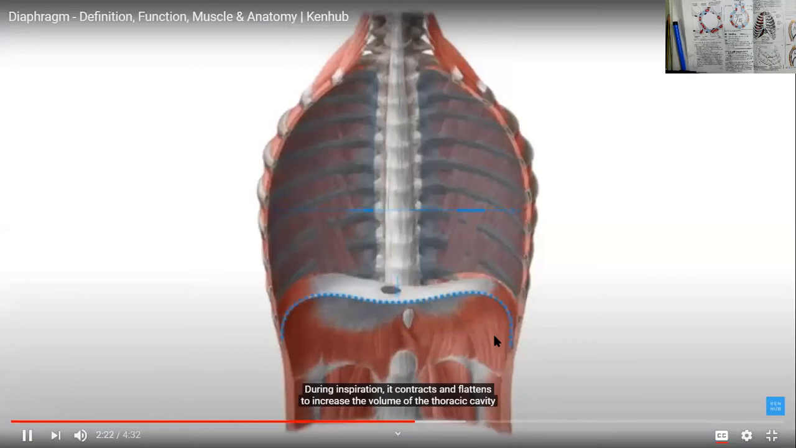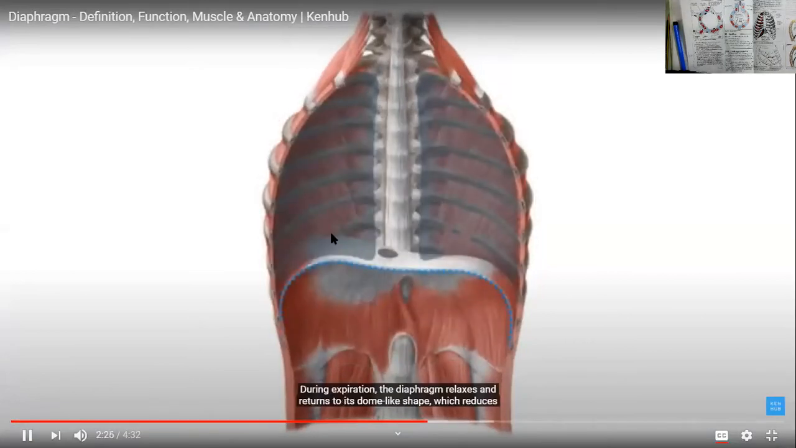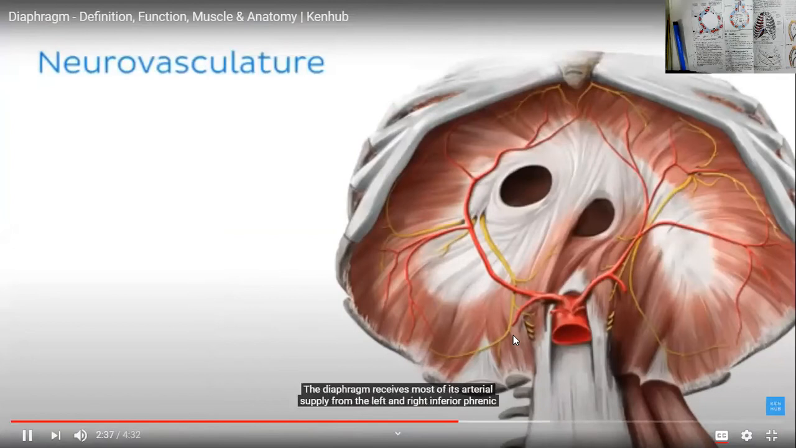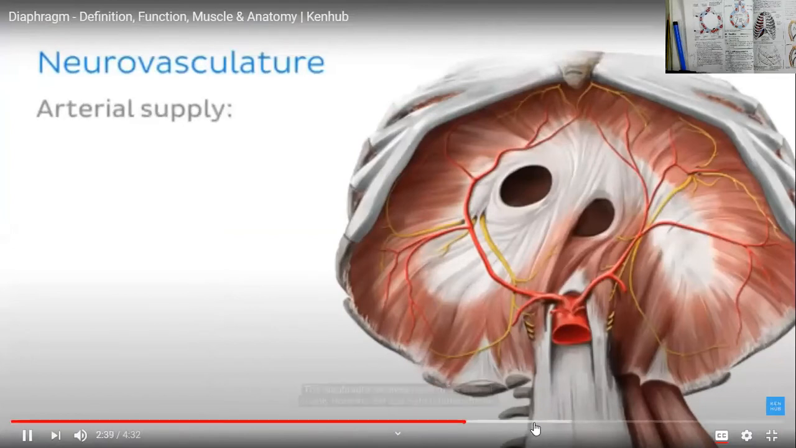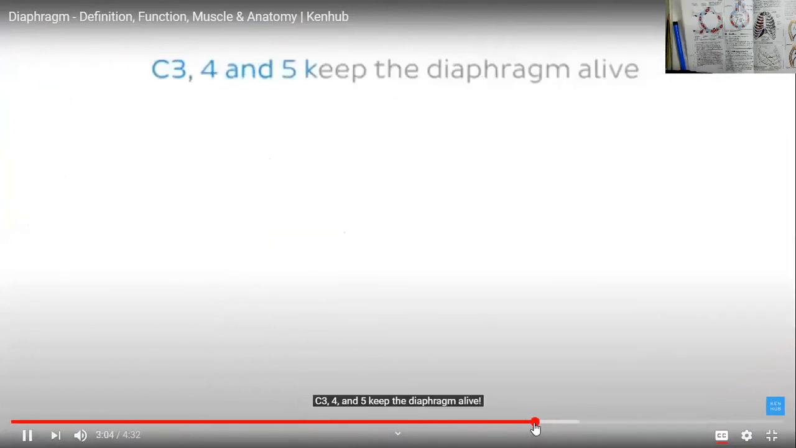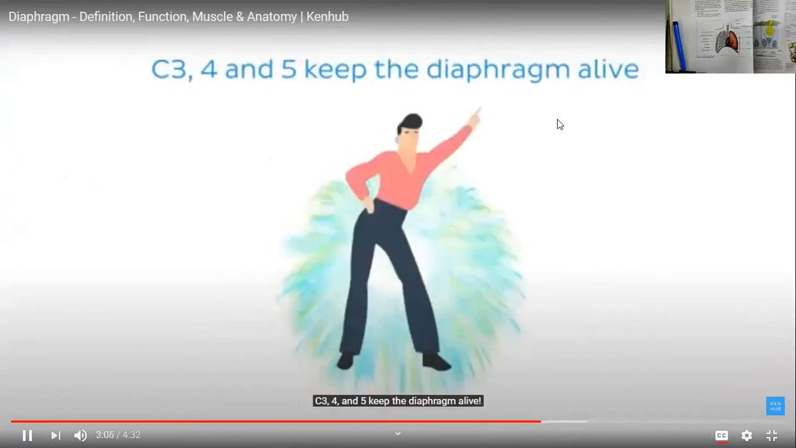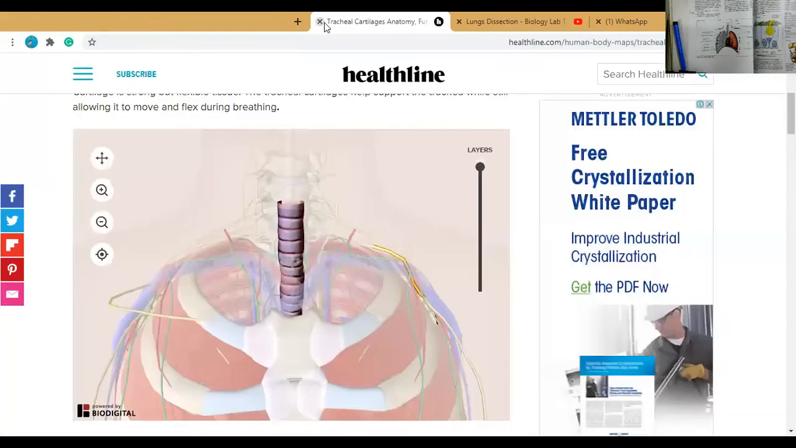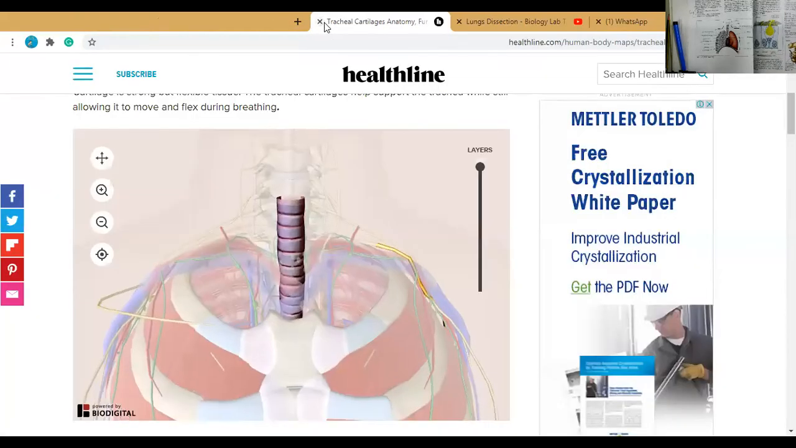Yeah, so this is how the diaphragm is. Again, I'm showing the same thing again and again to give you different views. Okay, so this is how it is. This is the inferior view of the diaphragm. Okay, that's it.